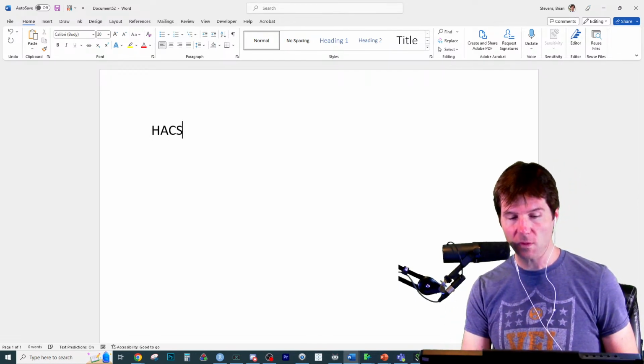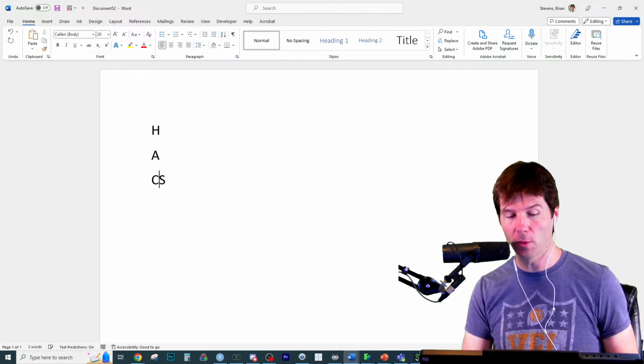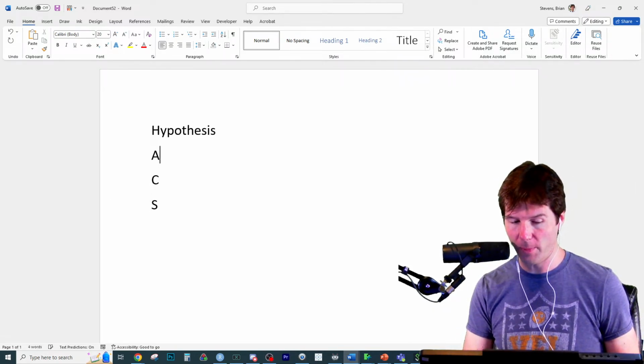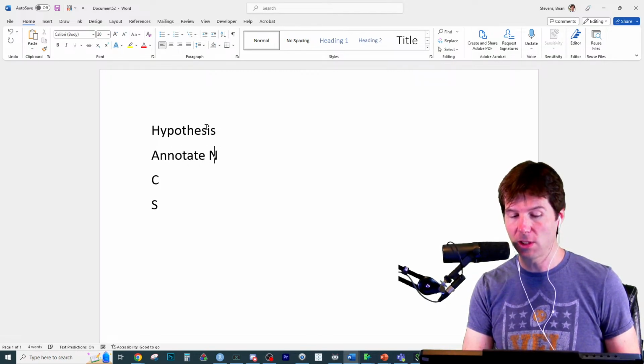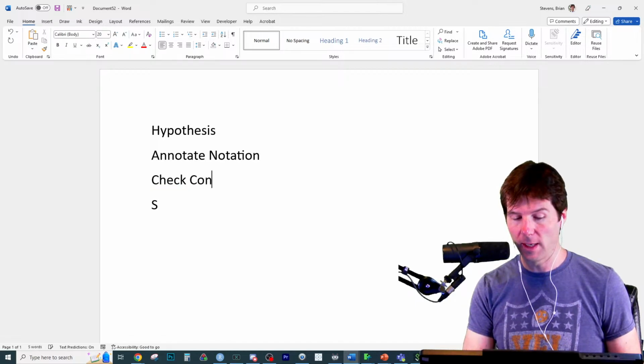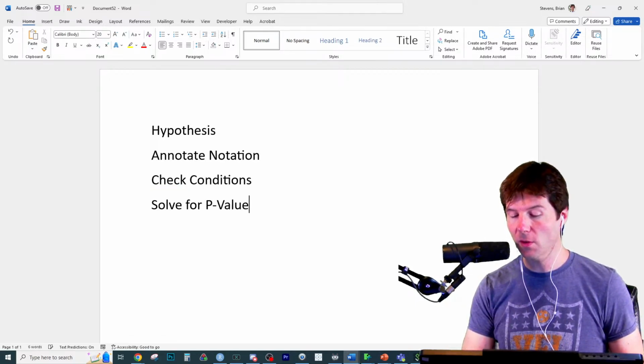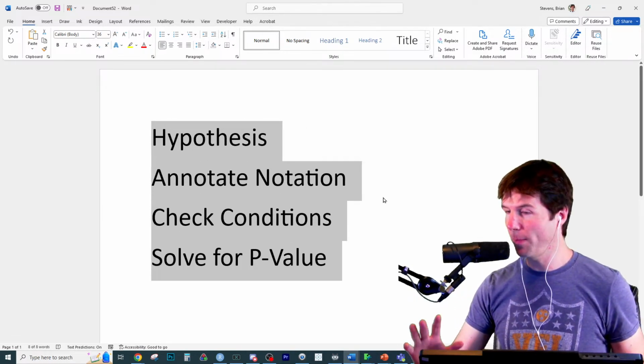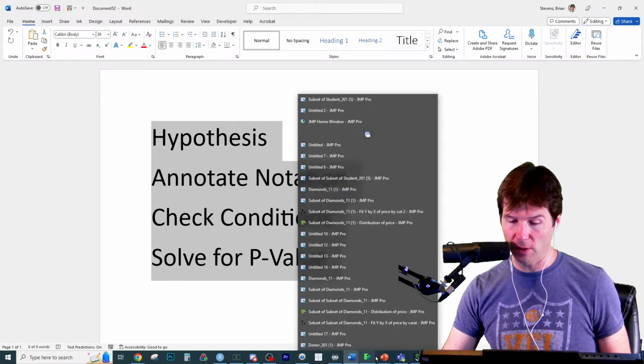What does it mean? Here's the HACS method right here, standing for: we do a hypothesis test. Nice job, Janelle. Great work. Hypothesis, annotate notation, we have here check conditions, and then we solve for the p-value. So these are all the steps that we do, and you can look at it with some JMP output and see the same sort of methods.